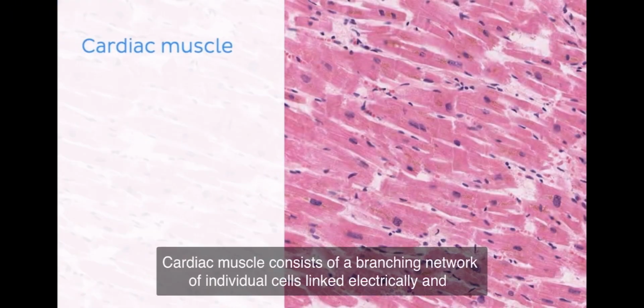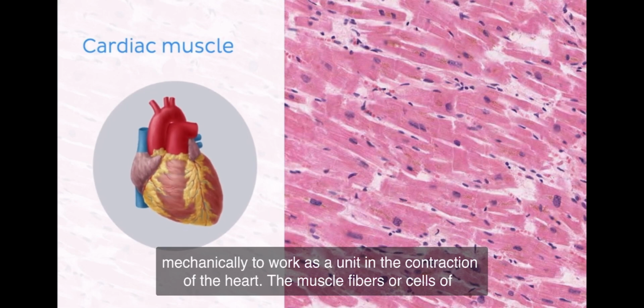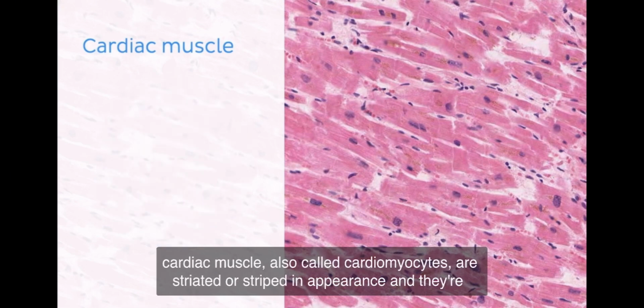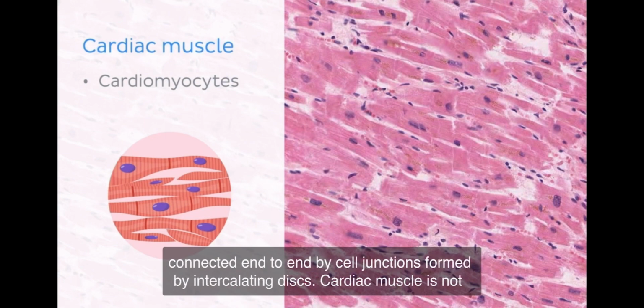Cardiac muscle consists of a branching network of individual cells linked electrically and mechanically to work as a unit in the contraction of the heart. The muscle fibers or cells of cardiac muscle, also called cardiomyocytes, are striated or striped in appearance, and they're connected end to end by cell junctions formed by intercalated discs.